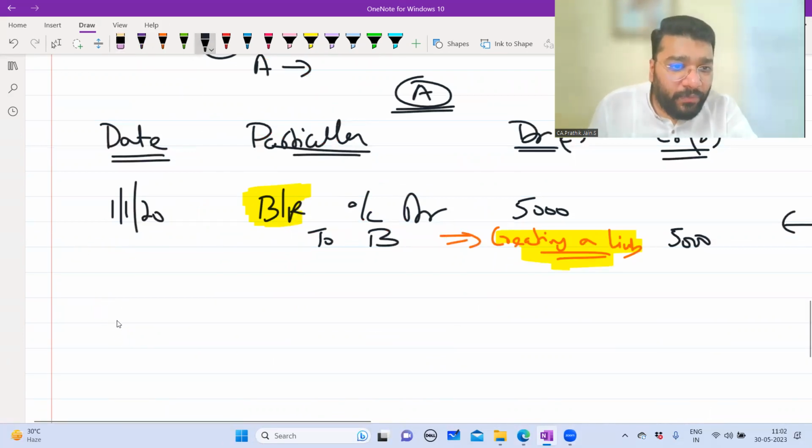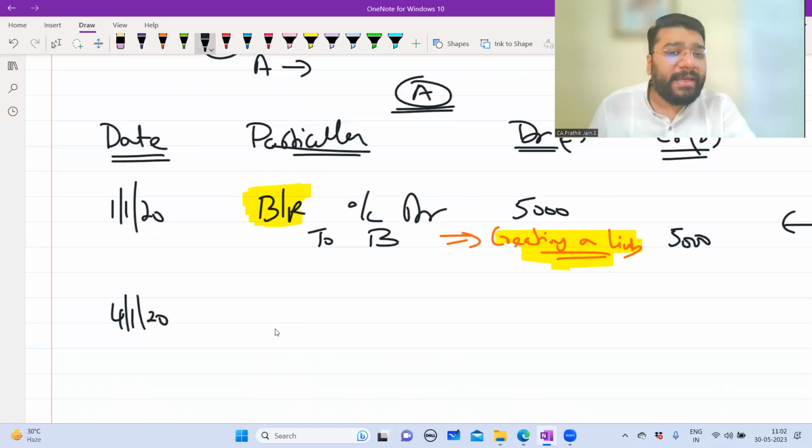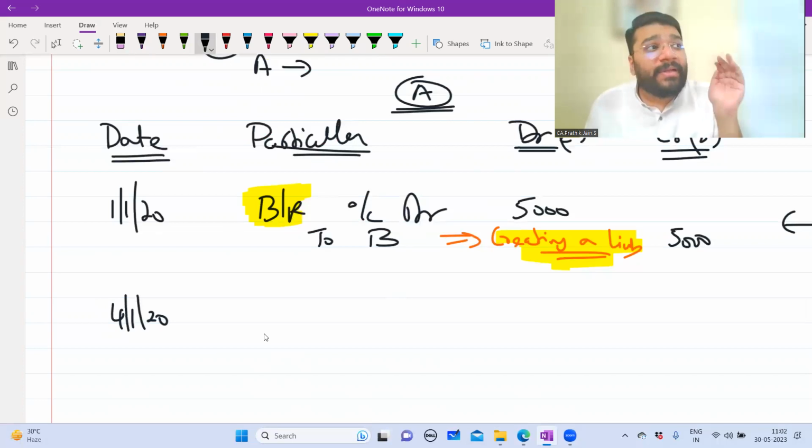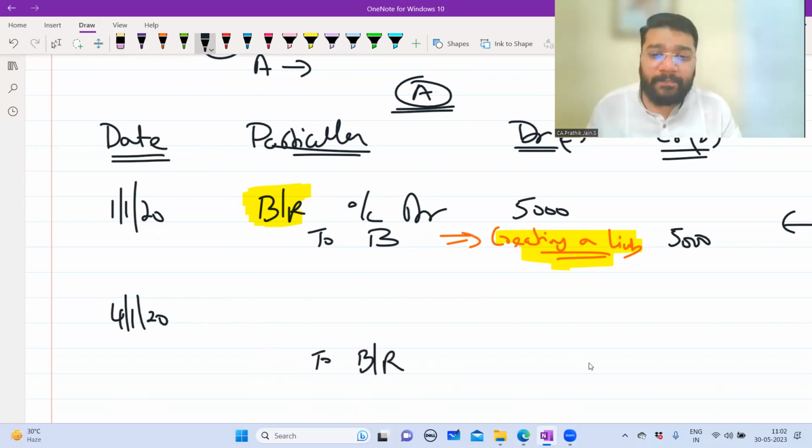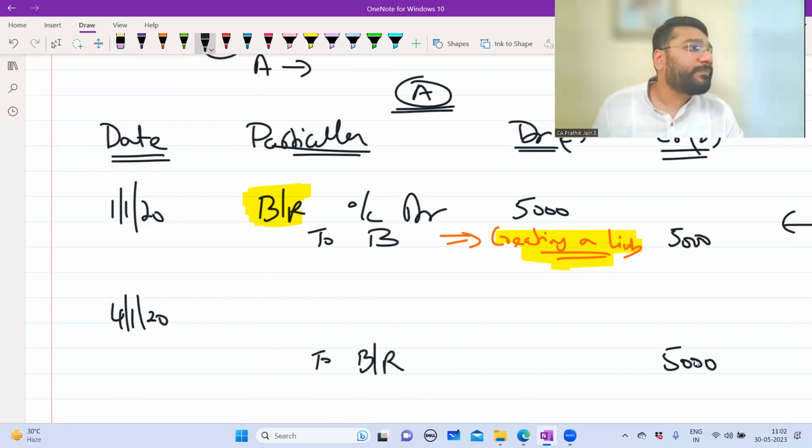My dear friends, 4th of Jan 2020, guys, from your hand, you are handing over the bill to whom? Banker. Debit what comes in, credit what goes out. Bills receivable is going out, so credit bills receivable. So do bills receivable 5,000 rupees credit.